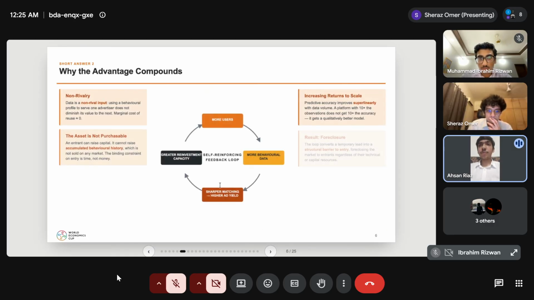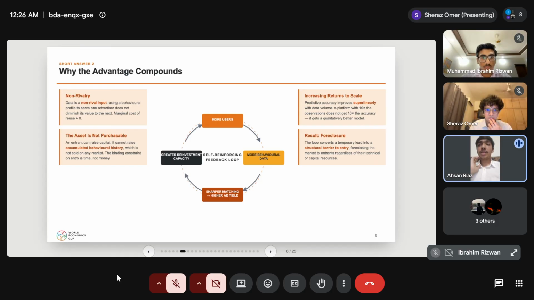This advantage compounds for two reasons. Data is non-rival. Using one advertiser's targeting data does not use it up for the next, and predictive accuracy improves at an increasing rate with data volume. So more data produces a qualitatively better model rather than a proportionally better one.